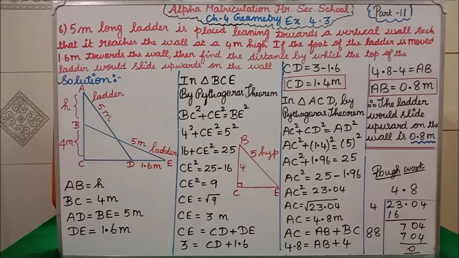1.4 is nothing but what? 14 into 14. So here we have two decimals. From the last you have to move two decimals, you have two numbers and you have to keep the decimal. So AC square plus 1.96 is equal to 25. Then this 1.96 if it goes that side, what will we get? 23.04. AC square equal to 23.04 means AC equal to what? The square if it goes that side, what will it become? It will become square root. Clear? We want to find the square root of 23.04.